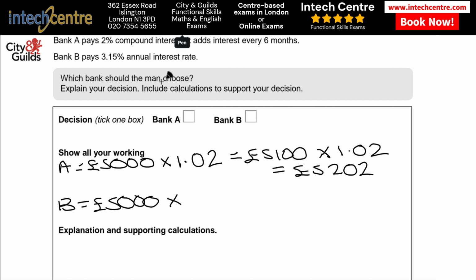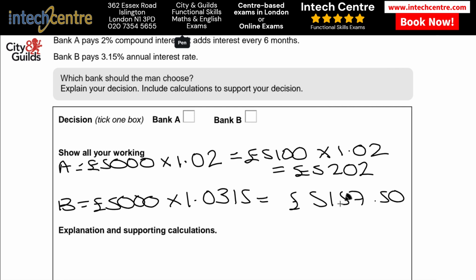For B, we have the same figure, his original £5,000, and we times that by a 3.15% annual interest rate. So that's 1.0315, because again, 3.15% as a decimal is 0.0315, but we want an increase. So this is the value we put into our calculator, and what we will end up with is £5,157.50.